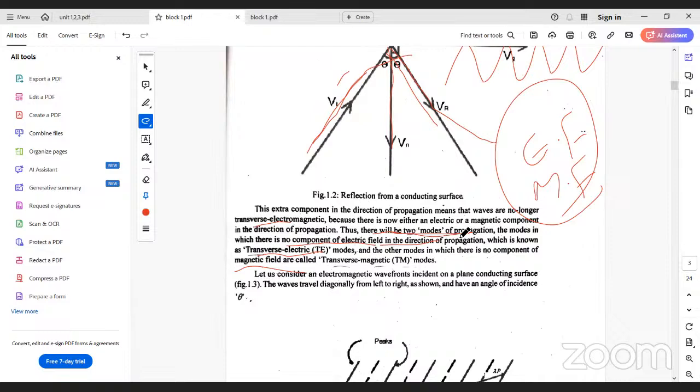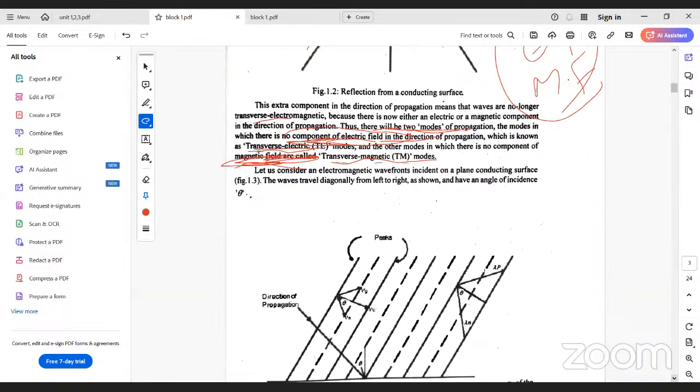Two modes of propagation. If there is no component of electric field, then it is called as what? Transverse electric field. If there is no component of magnetic field, then it is called as transverse magnetic field mode. So this is another diagram.